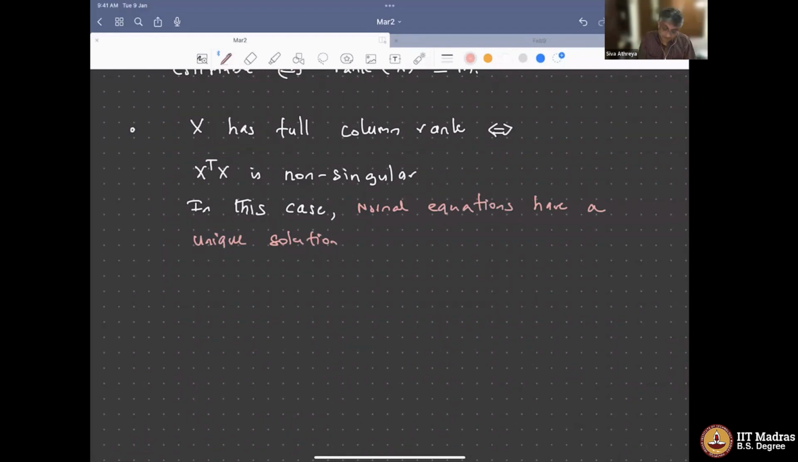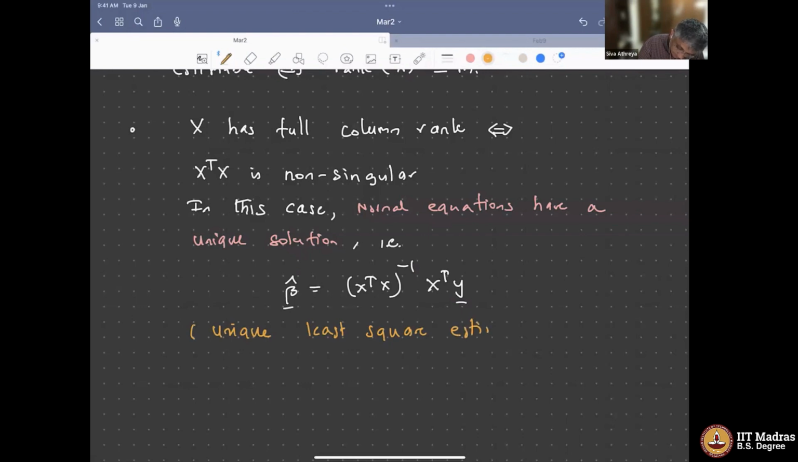Right. So what is the solution given by that? Beta hat would indeed be, if X is invertible, I could just take it to that side: X transpose X inverse, X transpose Y. That is the vector. This is how I would define my beta hat. So this is in fact the unique least square estimate of beta.